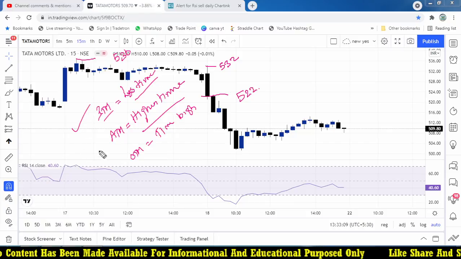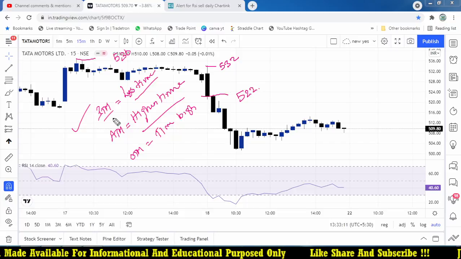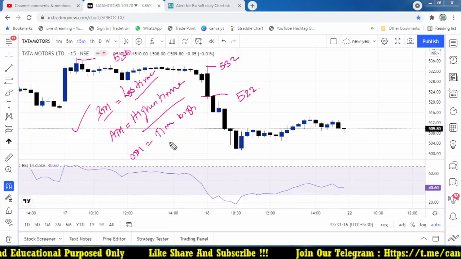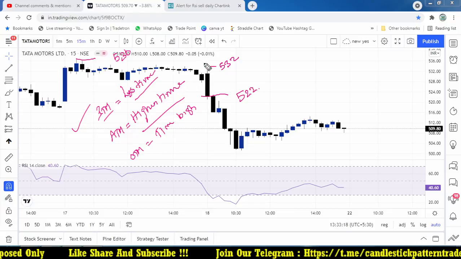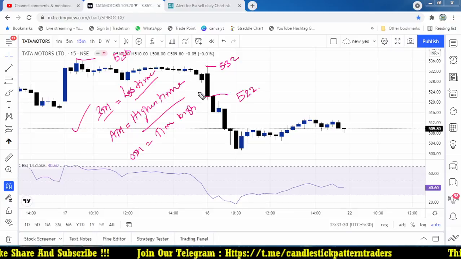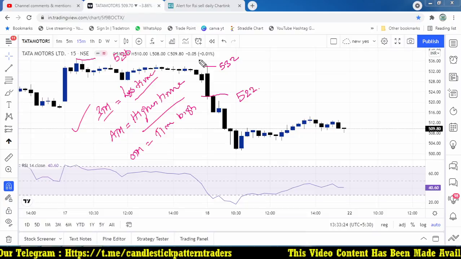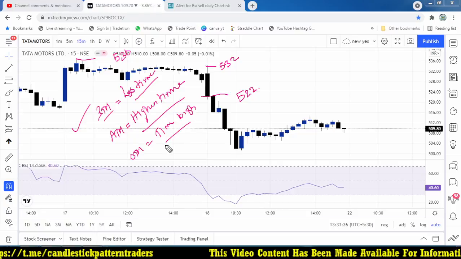Even ATM is okay, but if the market reverses back, it will give you a quick drop in the premium. And the OTM option always has very few chances of making a big profit. Even if the market moves in our direction, OTM options are not good. So that's why I'm taking an ITM option.